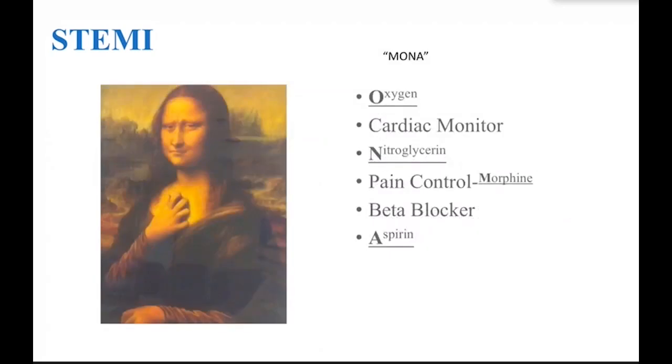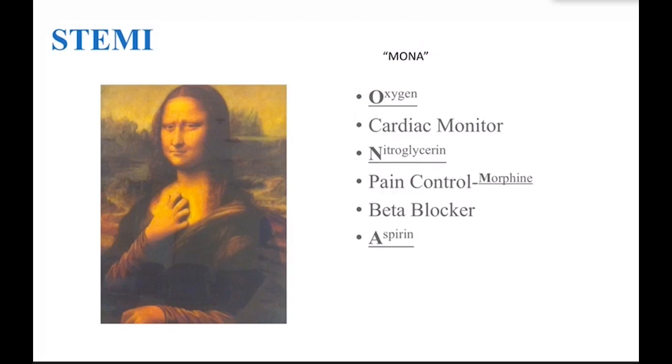N is for nitroglycerin, and nitroglycerin will cause vasodilation. It will also help distinguish and differentiate between unstable angina and stable angina. Beta blockers are very useful in these patients, actually decrease mortality.